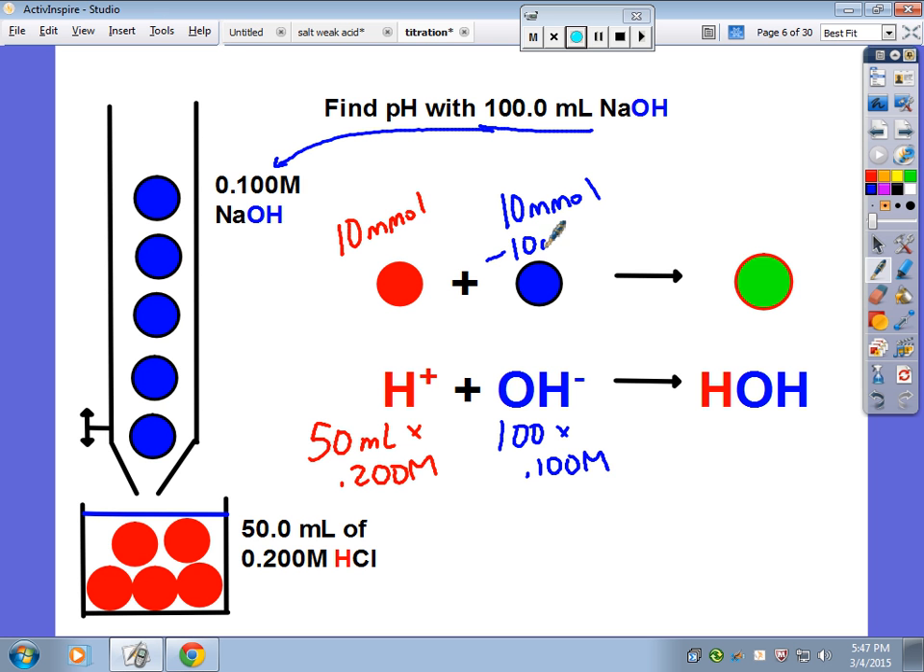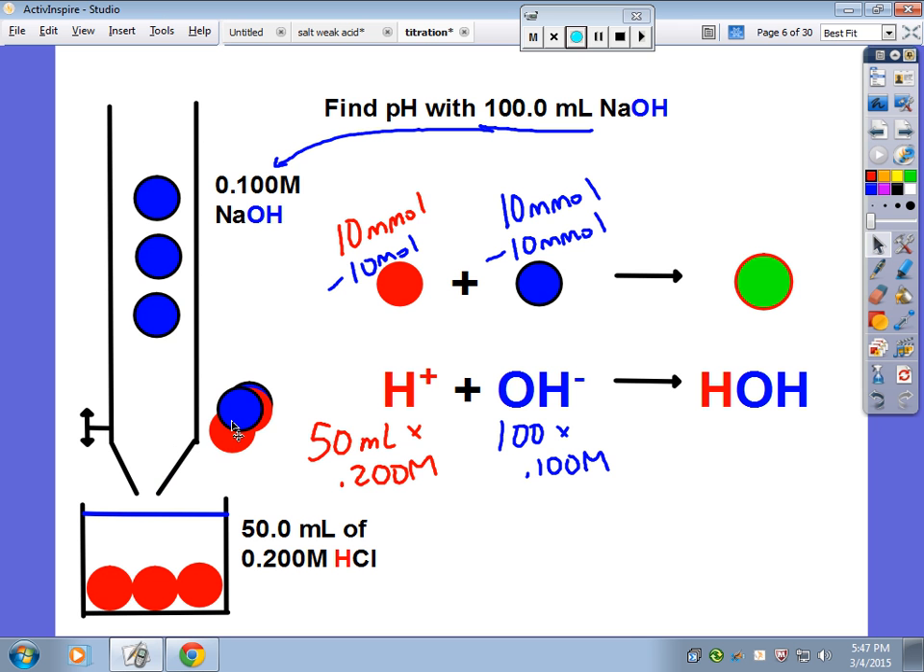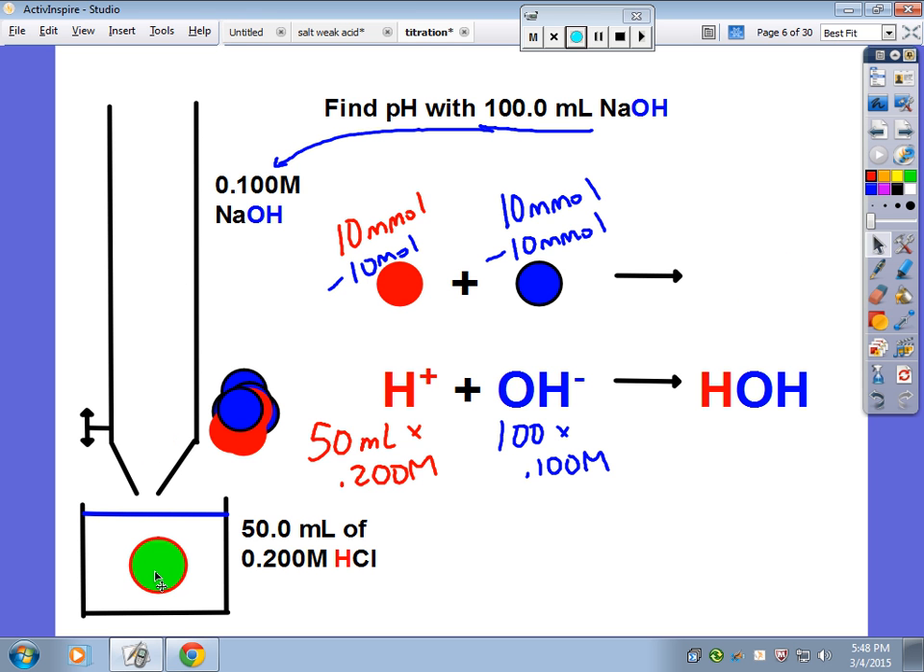Now what's going to happen when I have 10 millimoles of blue reacting with 10 millimoles of red? Oh, look at that. I have blue circles dripping into this red and removing them. And now what's true is I have no red circles left in there at all. All I have is water. That's it. Now, this is called a stoichiometric point.